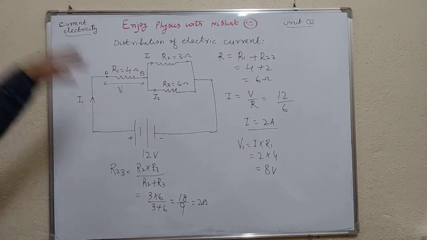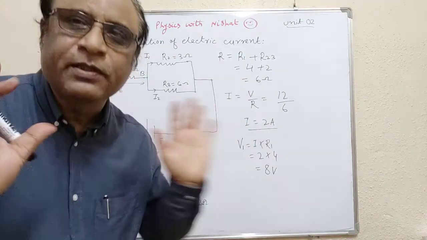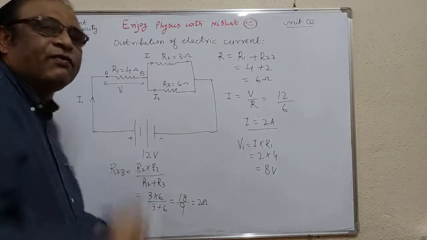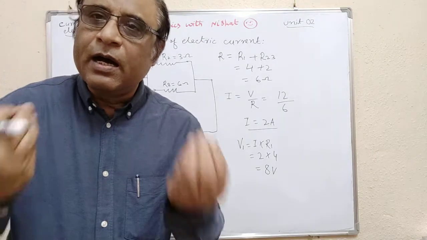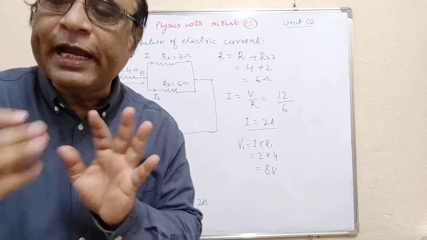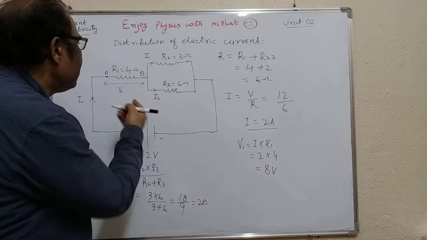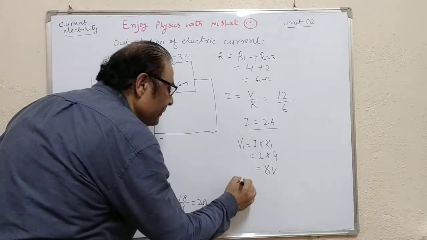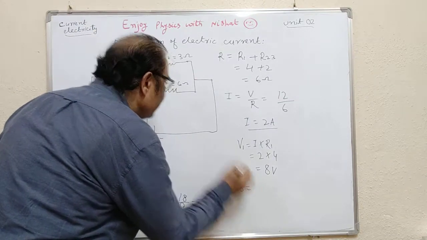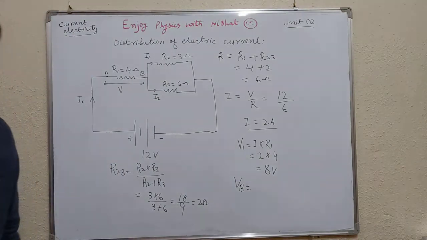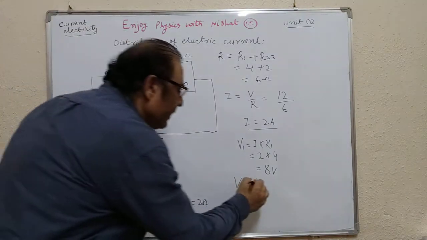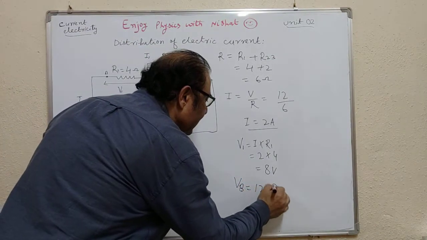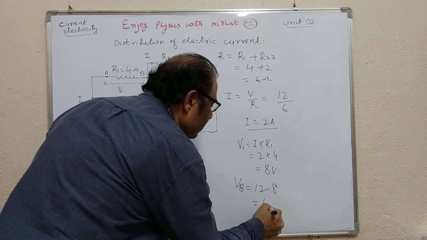Now of the 12 volt, 8 volt drops on the resistance R1. 8 volt drops on R1. Then at B, VB, how much is the potential at B? VB equals nothing but 12 minus 8, and that is 4 volt.